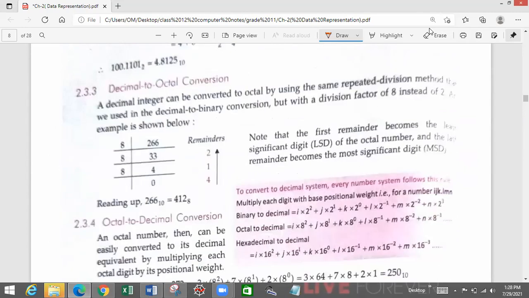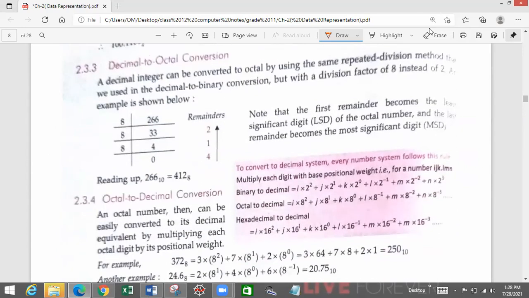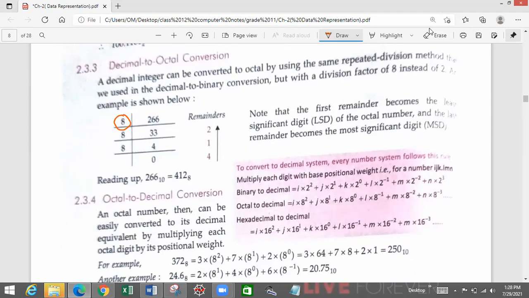Now, if you want to convert decimal to octal, suppose the binary part is done, we understood how to convert a decimal to binary and how to convert binary to decimal. Now, if you want to do the same thing with octal, for octal we divide the numbers by 8 and not 2. And again, we write down the remainders in each case.